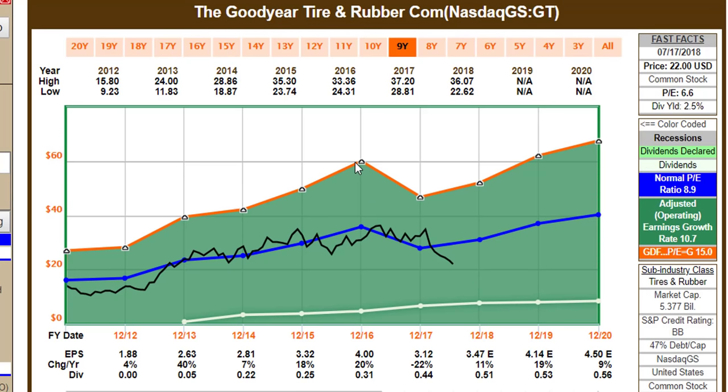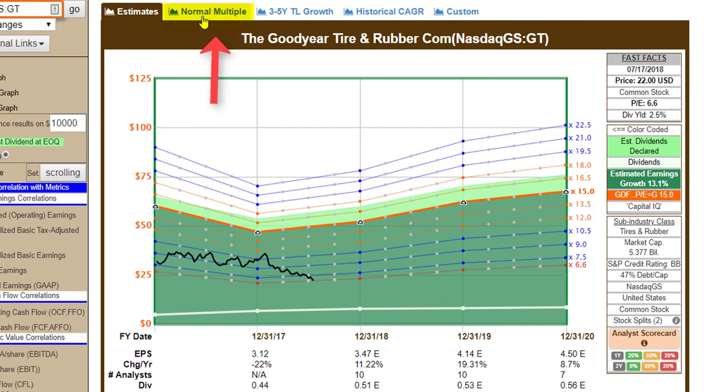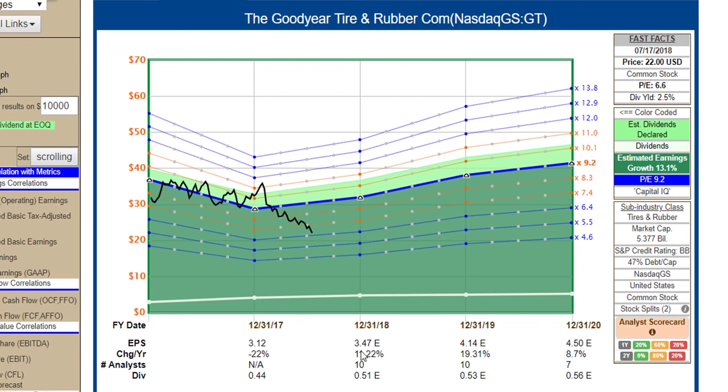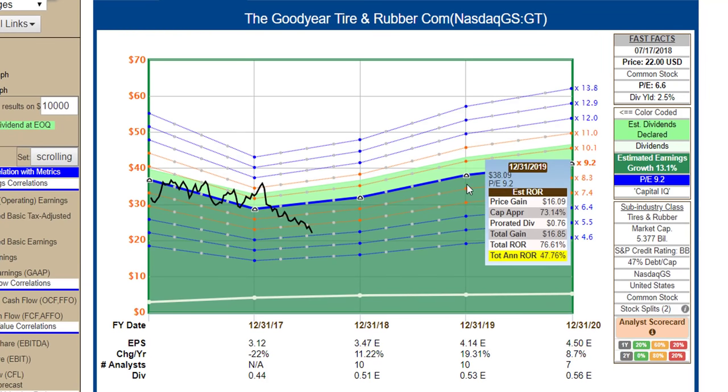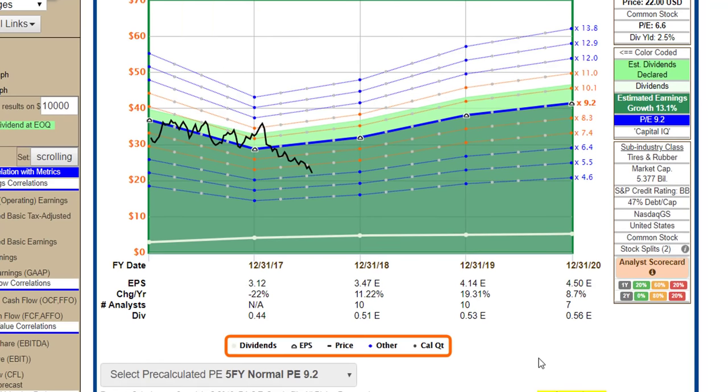Now, a couple of things I want to point out. We had a significant drop in earnings in 2017, and we've got estimates for earnings growth of 11%, 19%, and 9% for the next couple of years. So let's go down and look at this from the perspective of the normal PE ratio. I'm going to use the blue graph here, and we've got that 11%, 19%, and 8.7% growth. Now, if it goes back to a normal PE of 9, you would have a tremendous rate of return possibly out there. Now, the question, of course, is can you trust these analyst estimates?